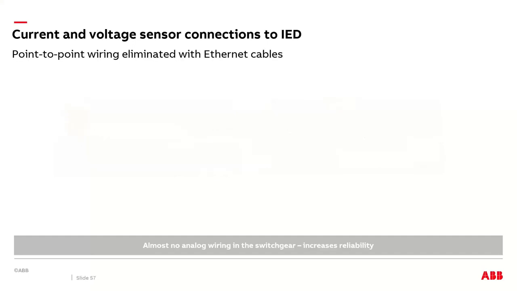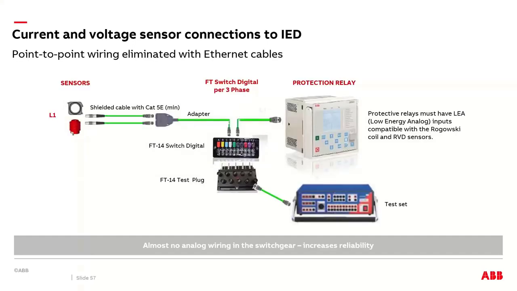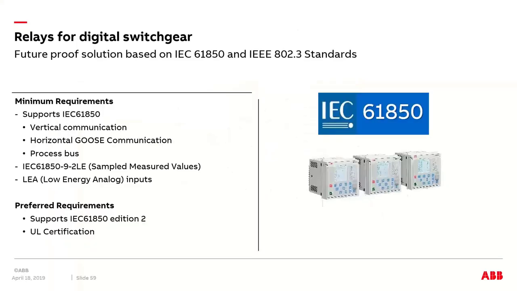And we're saving so much on copper, right? As you can see over here, this is a colored picture of the same thing. And point-to-point wiring is eliminated. And we will see a picture of how we have eliminated the cable tray requirement in the whole switchgear layout.